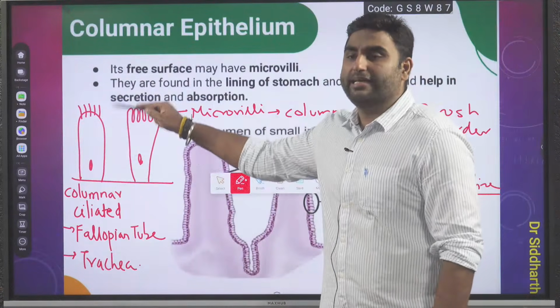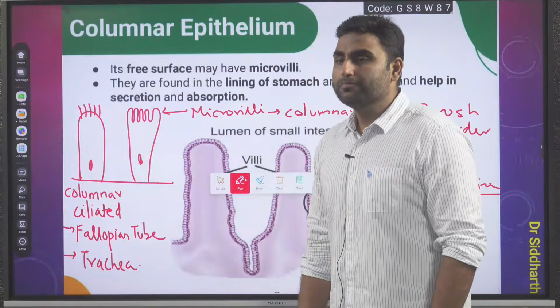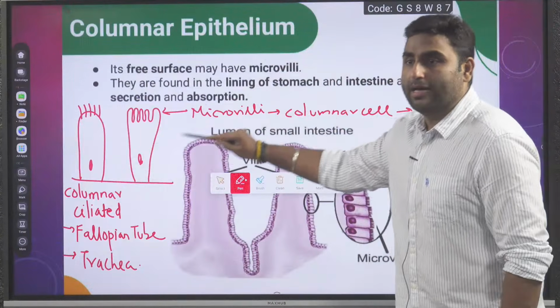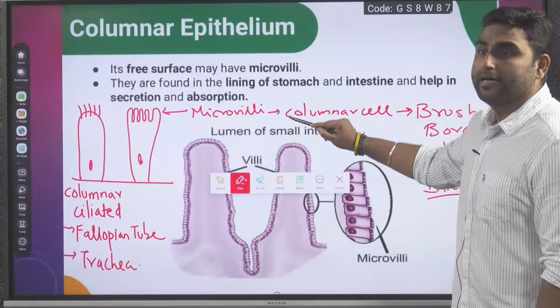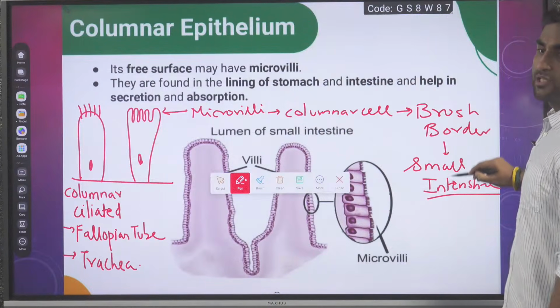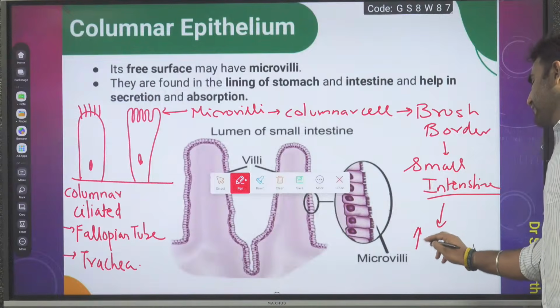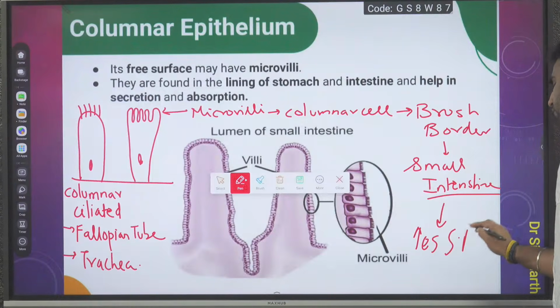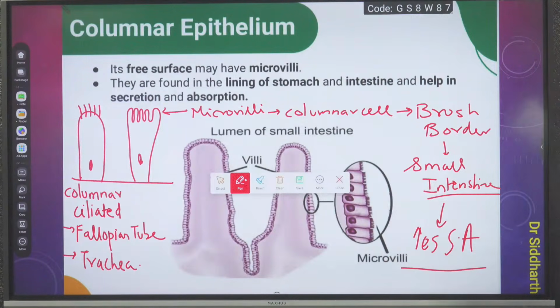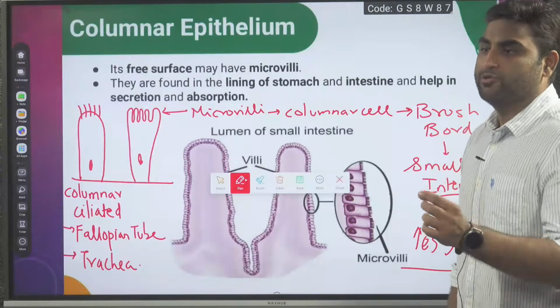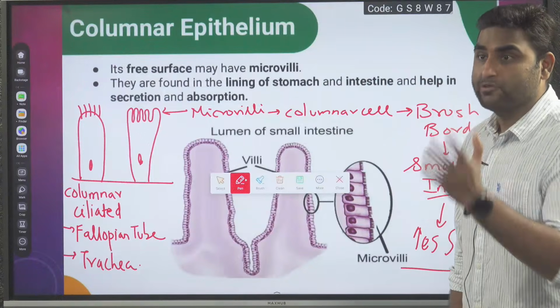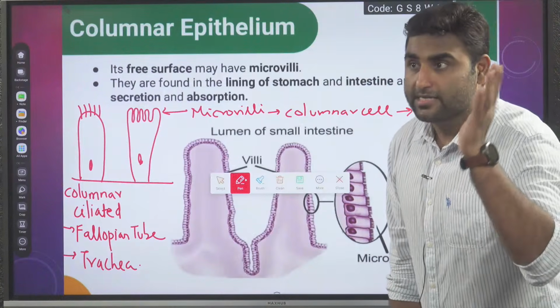So columnar ciliated is in the fallopian tube. If it is columnar with microvilli, then it is present in the small intestine, duodenum and jejunum, to increase the surface area for digestion and absorption. What is written in the NCERT?